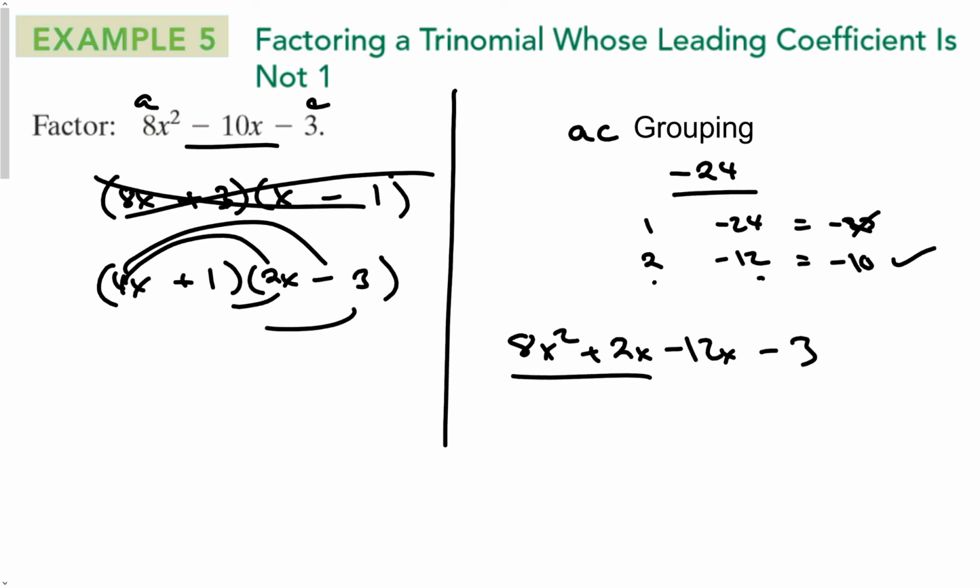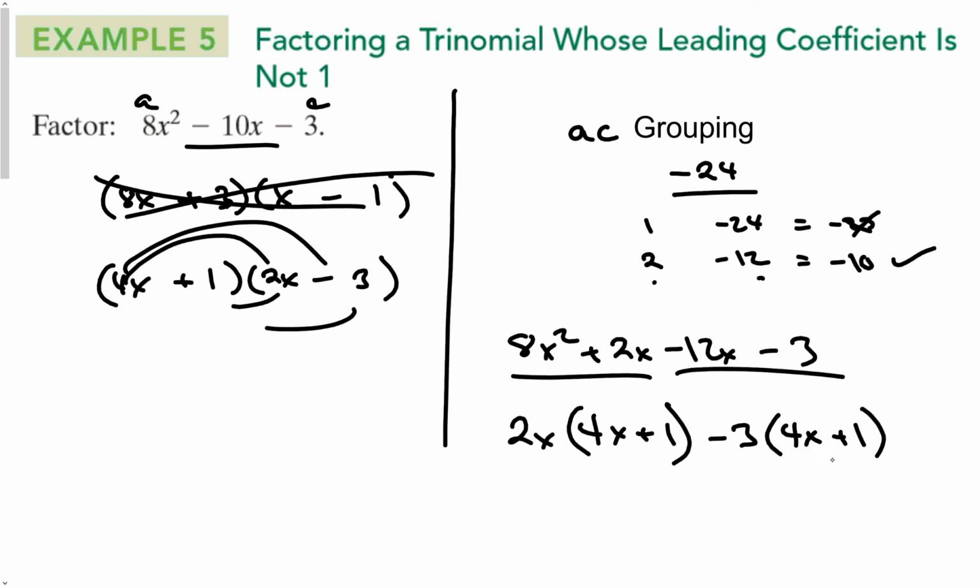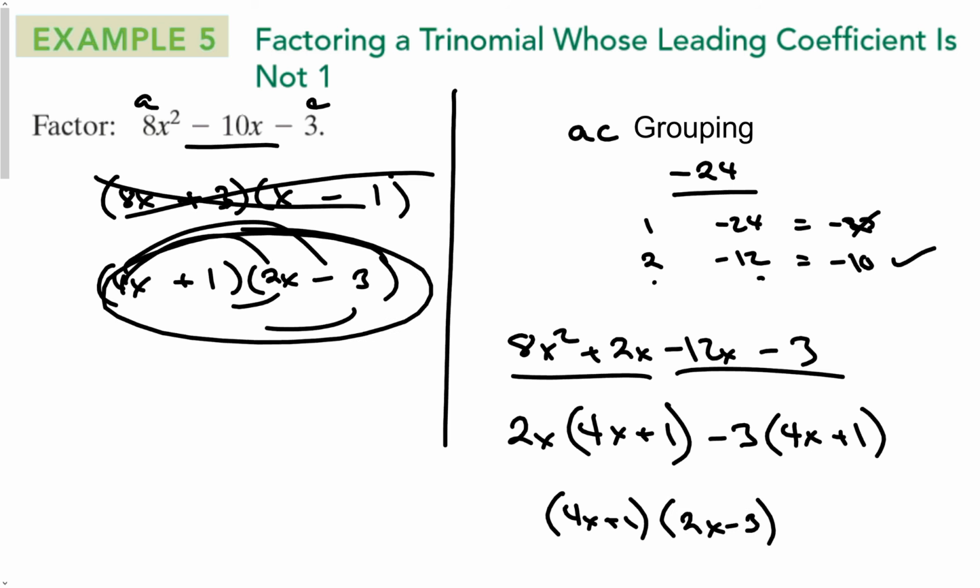These two first. Factor out a 2x, and we're left with 4x plus 1. Here, factor out a negative 3, and we're left with 4x plus 1. These two binomials are the same, and I can factor them out to be left with the same expression that I got up there. 4x plus 1 times 2x minus 3.